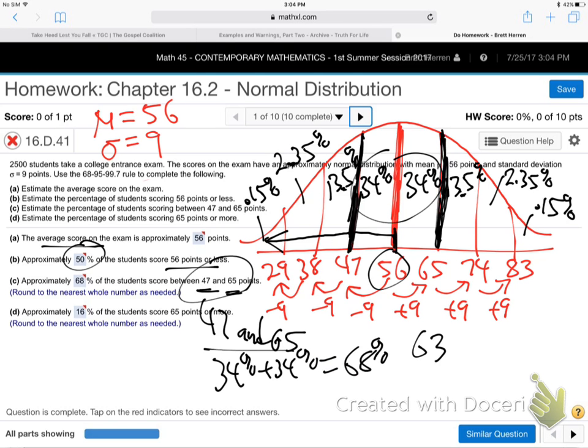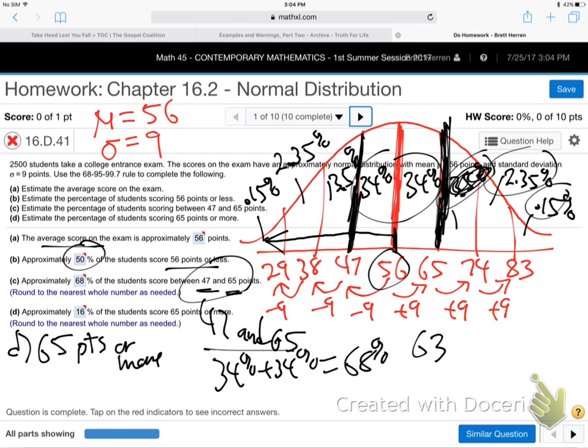68%. That's easy, right? And now, last one. What does part D say? 65 points or more. How many scored 65 or more? Well, here's the 65 line. More are these three. That's kind of getting scribbly.